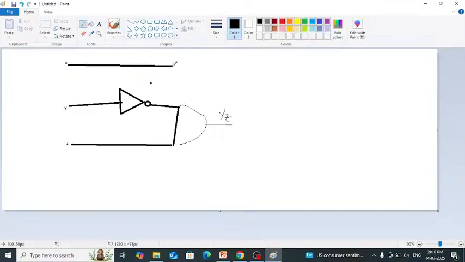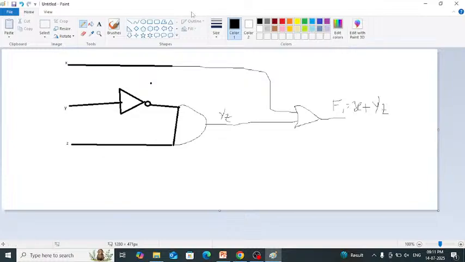So what we need to do? Take this X, connect it to an OR gate. Why? Because we have X plus Y dash Z. So what is this? F1 which is equals to X plus Y dash Z. So this is the logic diagram for the given Boolean expression.